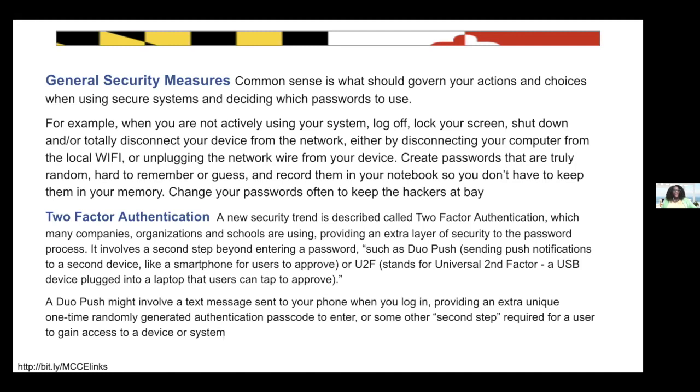So, two-factor authentication. Remember that word authentication, we had that in the security pillars. A new security trend is called two-factor authentication, which many companies, organizations, and schools are using now. They provide an extra layer of security to the password process. It involves a second step beyond entering your password. So when you enter your password, you're prompted to send a push notification to a second device, a smartphone, or an email, and you have to approve to get in. This has become very common. A lot of other companies have systems that generate random numbers and keys that you have to enter to log in. So those are other good ways, having a second authentication method.